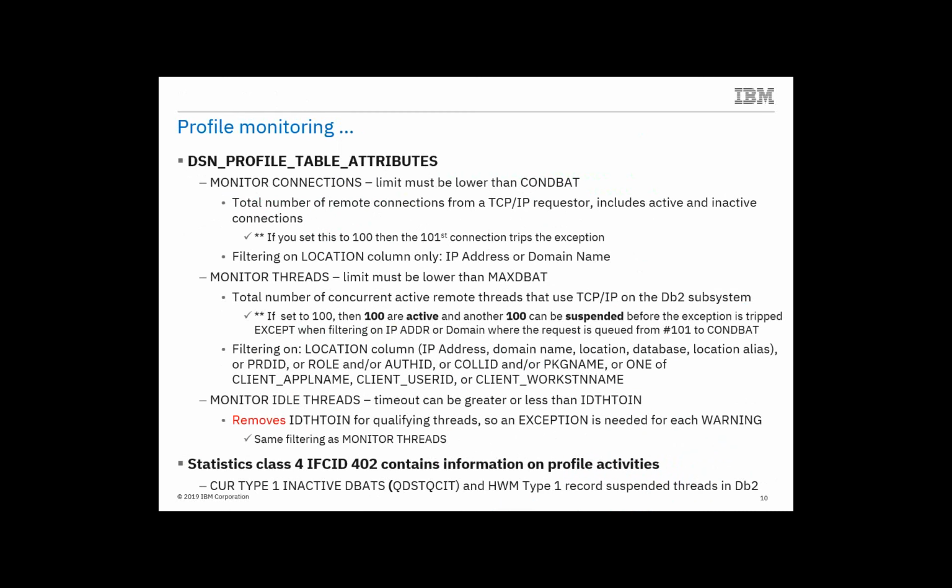So how do I monitor these things? Well, you're getting the messages out in the master address space, and I'll show you those examples in a second. And we're also populating statistics class 4. It's IFCID 402 specifically, but that should already be active. So in stats class 4, you're going to get the numbers of times that these profiles have been hit.